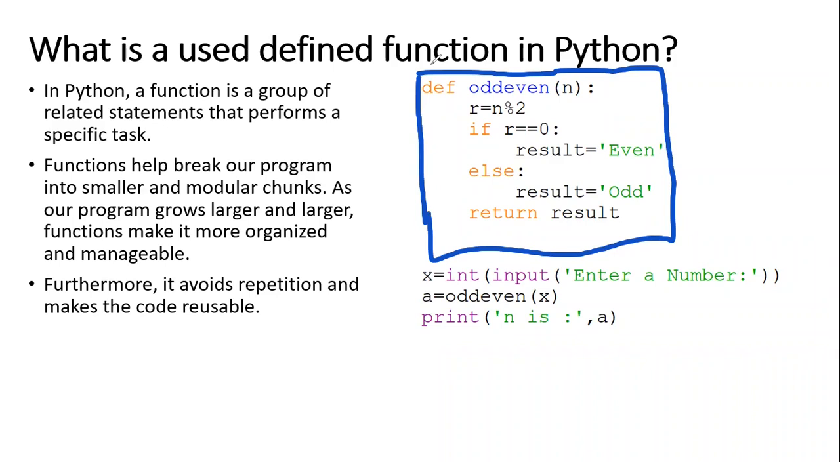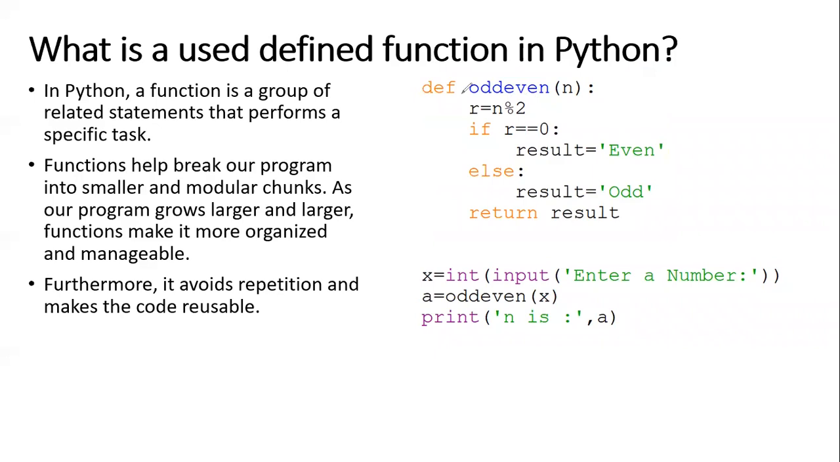Similarly, if someone wants to use this function, then you have to call this function. Now here is the place where I am calling that function. Here I am calling the function by name with some parameter. What's the parameter? X. X is the input you take here. You get the input from the user that is saved as X. It's an integer. Then you pass that value here.